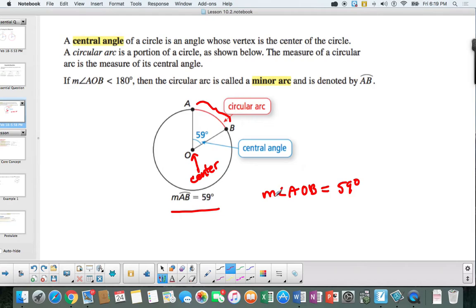We use this little measure item. You're going to have to do that same kind of thing with an arc. And that little M says you're about to give me a degree answer.